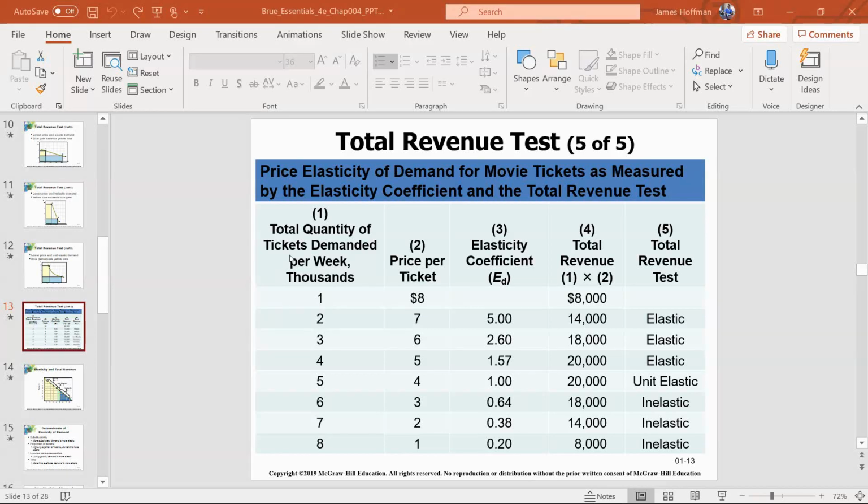Again, this depends on the shape of the curve, where you are, and the good or service. But this logic always applies. There's always an upper elastic region where you want to cut the price to increase revenue, and always a lower region that's inelastic where you want to increase the price to get more revenue.